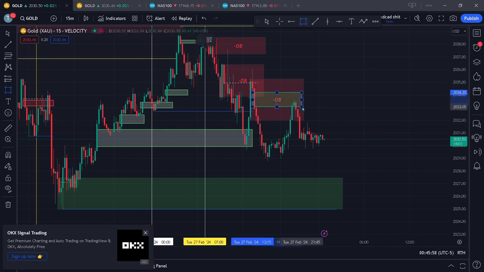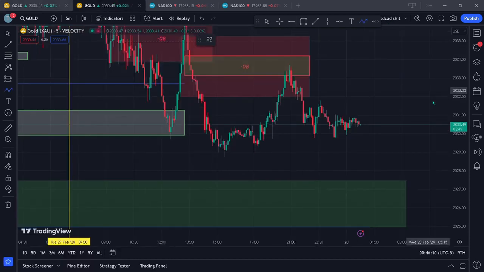So that's a fair value gap right there. It's a bearish fair value gap, so that should be red. But they are not called bearish fair value gaps. Please don't hold a gun to my head. Buy side inefficiencies.